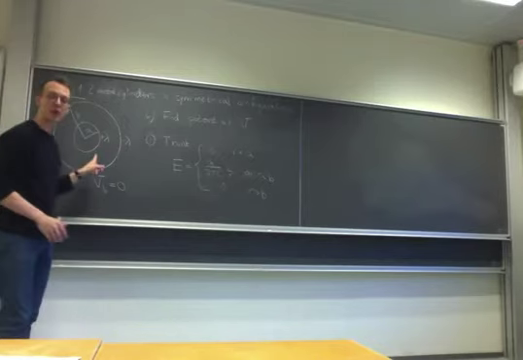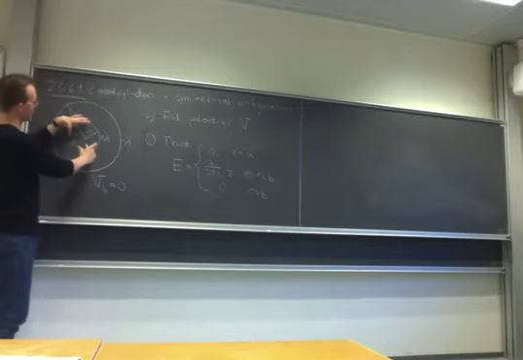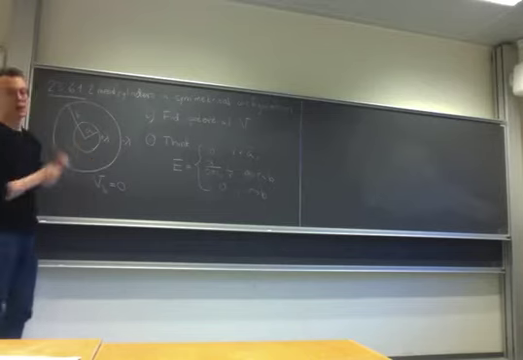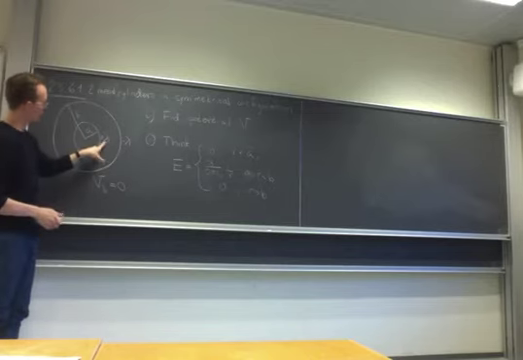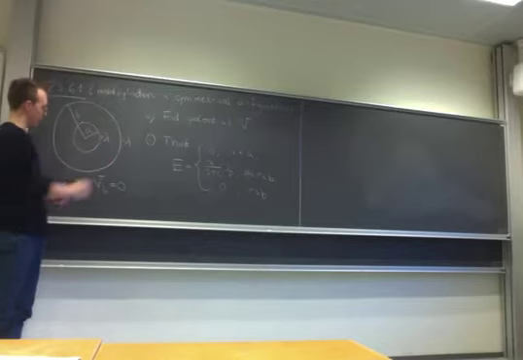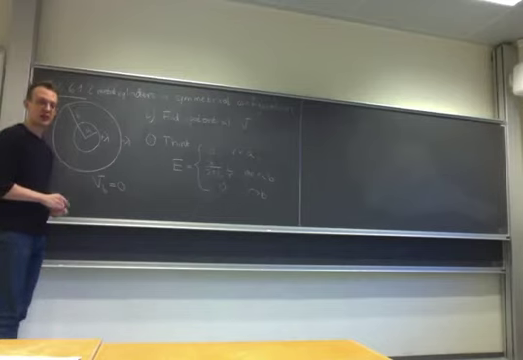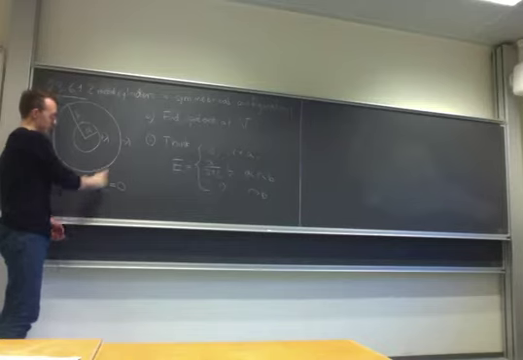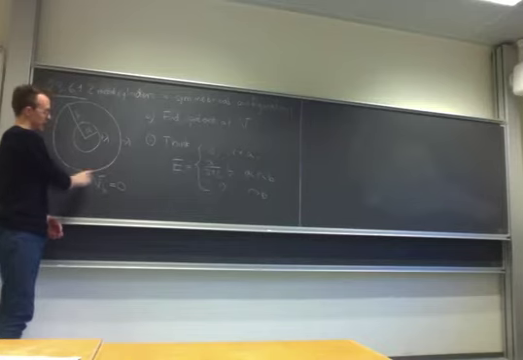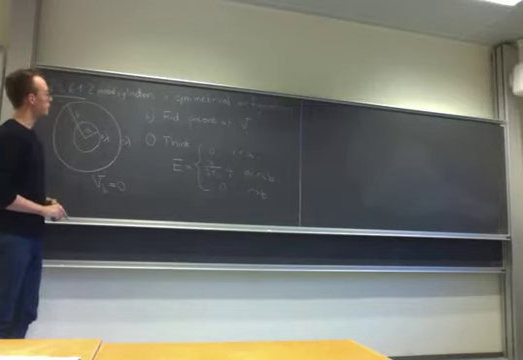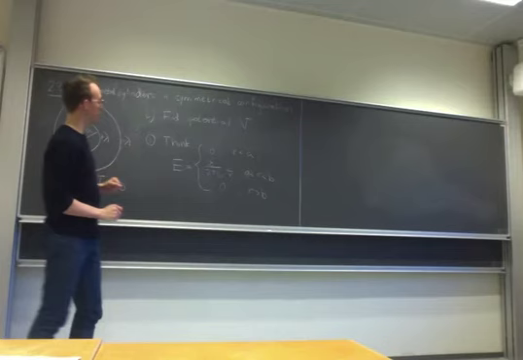We have two metal cylinders, one of radius A, infinitely long, and one of radius B, infinitely long, with opposite line charge densities plus lambda and minus lambda. And we are asked to find the potential of this configuration with the restriction that the ground of the potential is at the outer cylinder. Okay, so that's the setup.